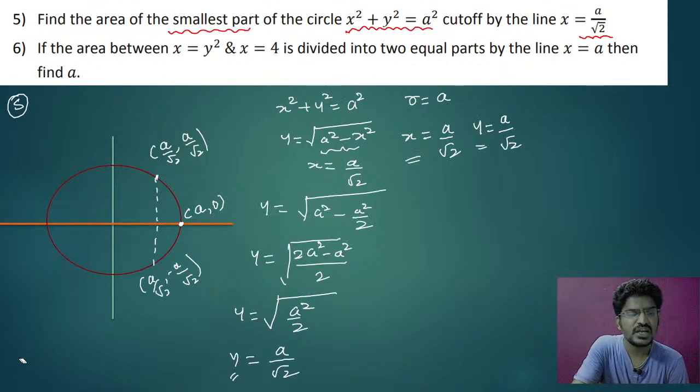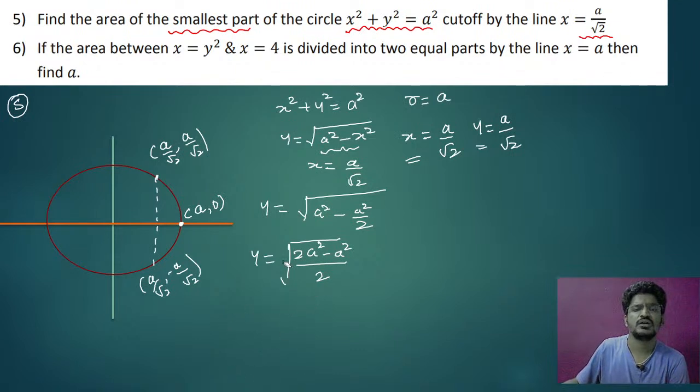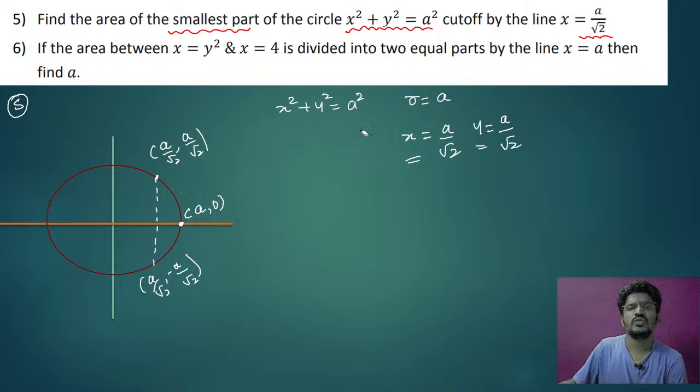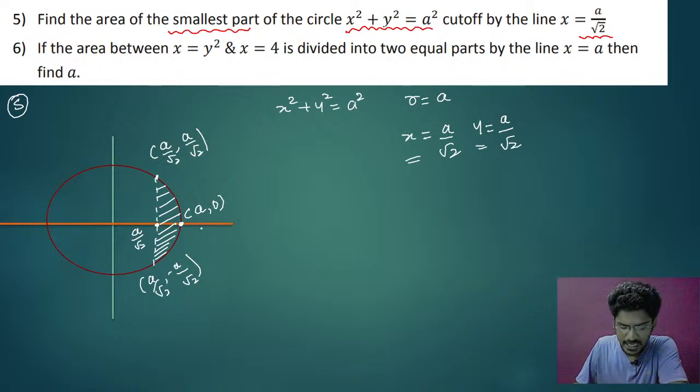So now using these conditions we have to find the answer. Just check what is your x. X is a by root 2, y is a by root 2. Now we have to use this condition, and what they have asked is the smallest part. So see, this is going to be the smallest part. Clear? Now this point is nothing but a by root 2. Lower limit is a by root 2, upper limit is a.